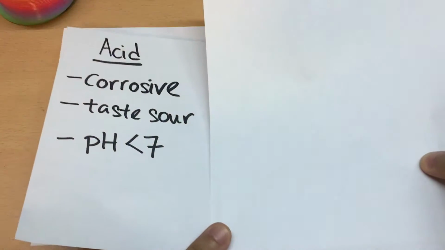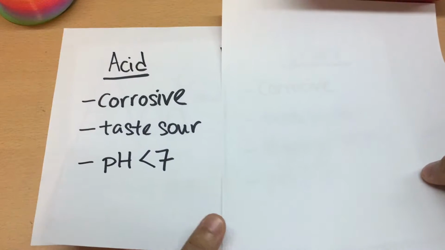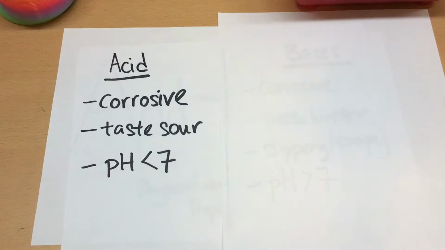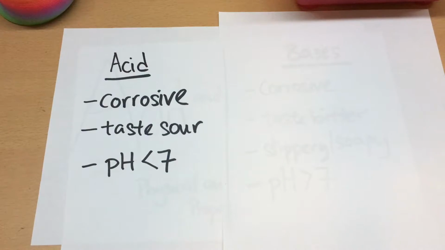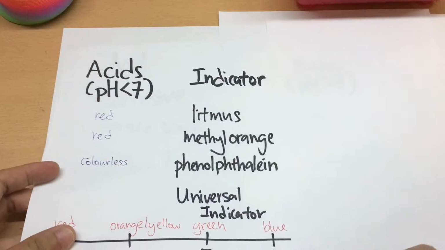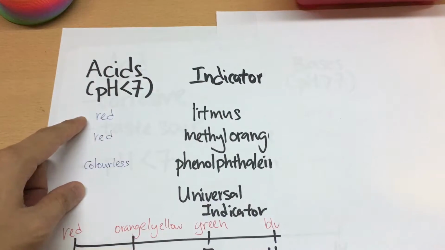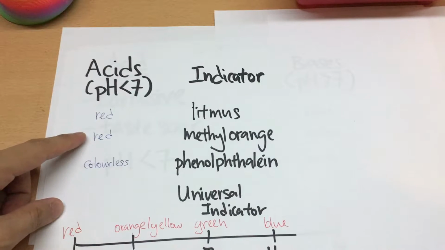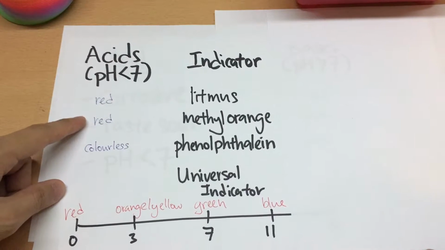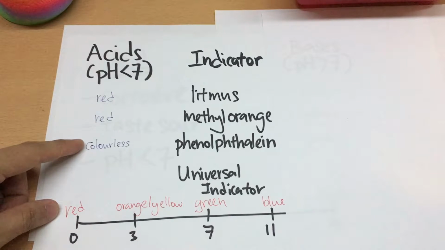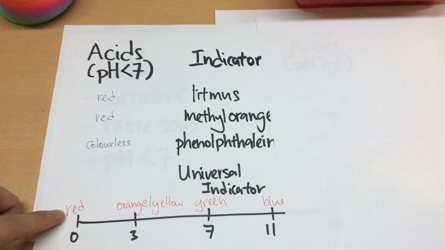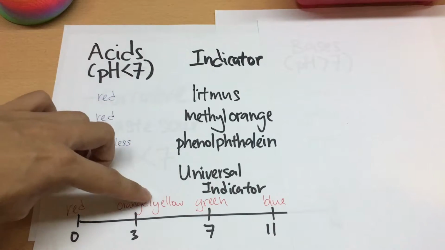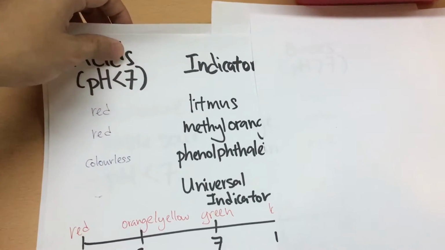Let us first look at what acids are. Acids are corrosive, taste sour, and have pH values lesser than 7. They turn the common pH indicator litmus red. They turn methyl orange red, and phenolphthalein colorless. Strong acids also turn universal indicator red, while weak acids turn universal indicator yellow or orange.